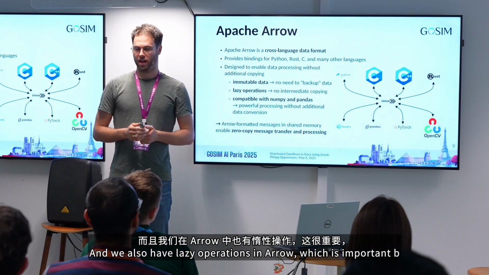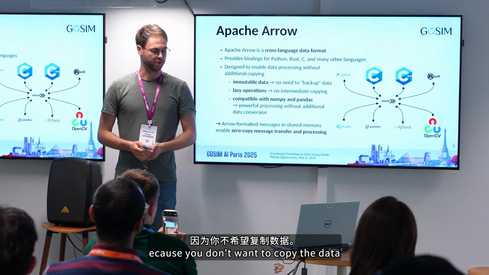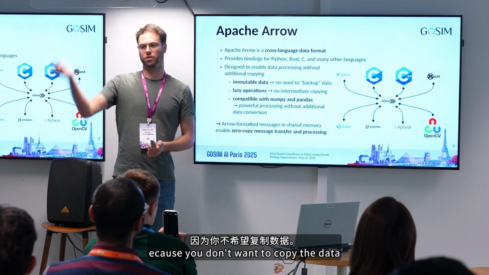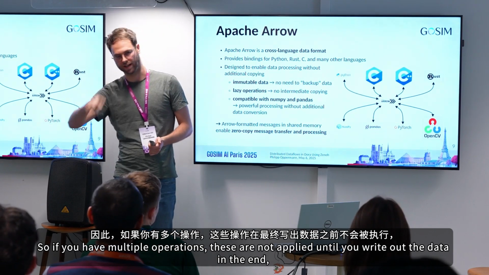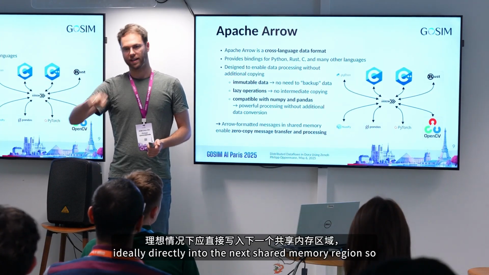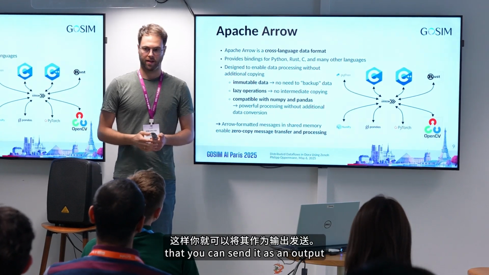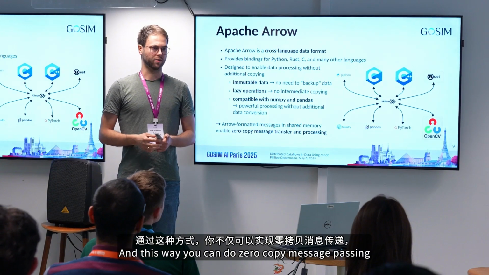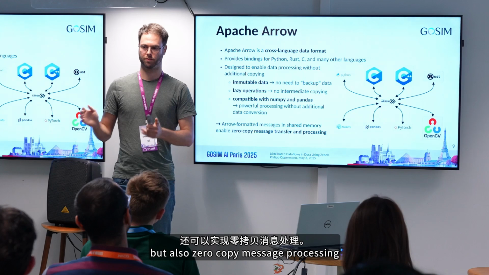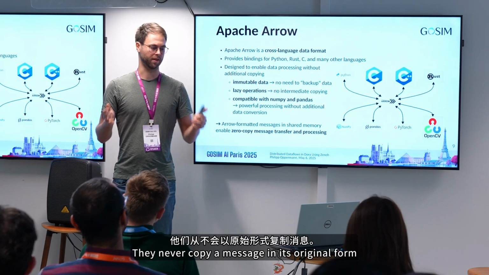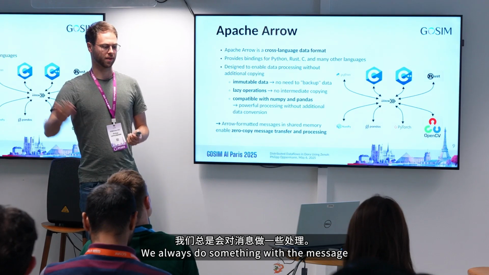And we also have lazy operations in Arrow, which is important because you don't want to copy the data. If you have multiple operations, these are not applied until you write out the data in the end, ideally directly into the next shared memory region so that you can send it as an output. This way you can do zero-copy message passing, but also zero-copy message processing, where you never copy a message in its original form. We always do something with the message.